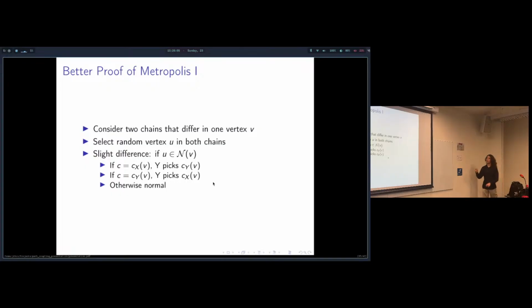Now, you may be wondering why you have to do it this way. Remember, a condition on our coupling is that they have to be on the exact same state space. If you were to say, for example, if C equals Cx of V, Y also picks Cx of V, and then if C equals Cy of V, then Y also picks Cx of V, you would have that Y would basically only sample one less state, so it wouldn't have the same state space.